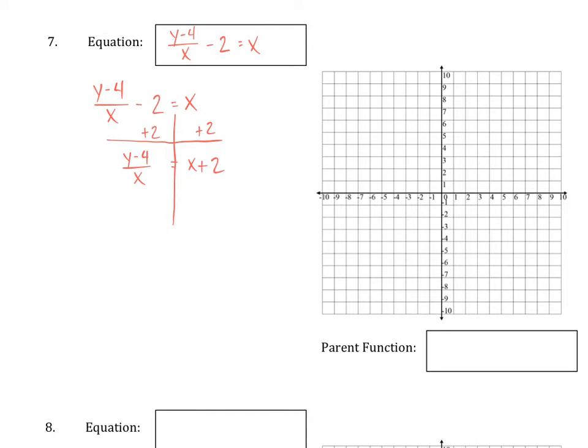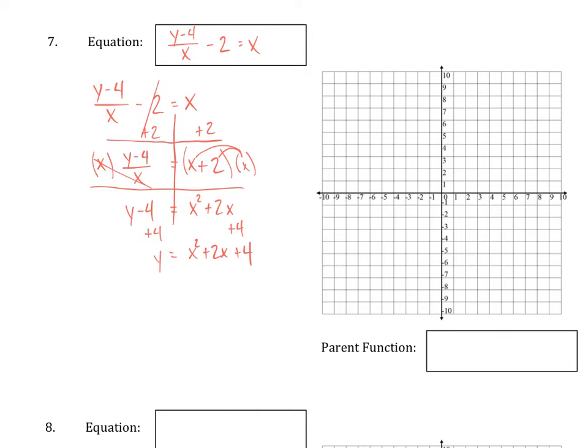Now I would get rid of this x. It's really the only thing you can do at this point. So I would multiply both sides by x so that those x's cancel out, right? And this canceled those 2's out. So now I'm left with y minus 4 equals, I'll have to distribute on this side, x squared plus 2x. And the last thing I'll do is add 4 to both sides. x squared plus 2x plus 4.